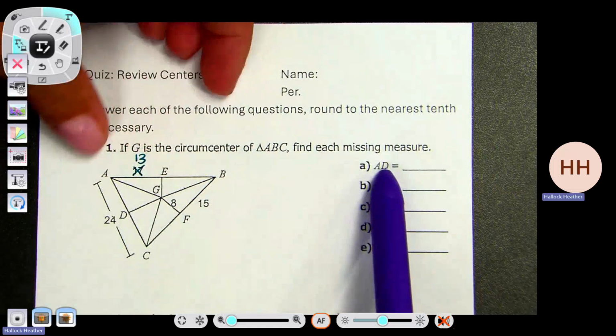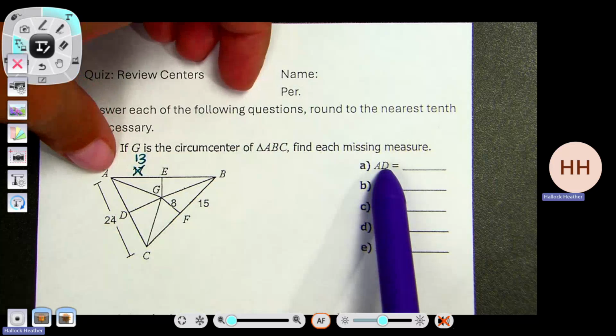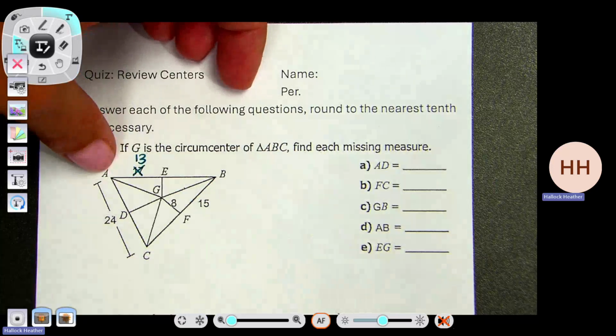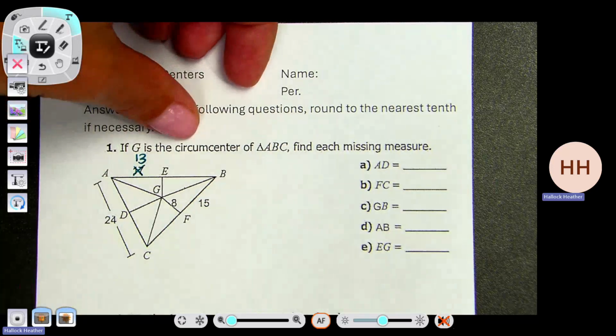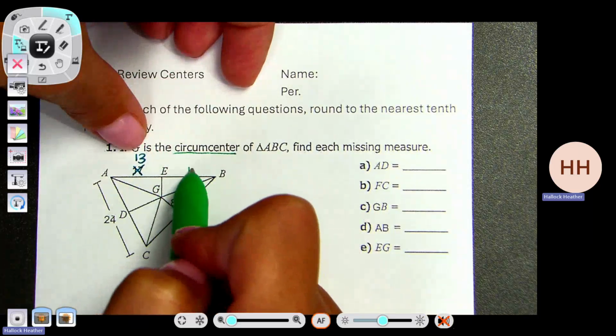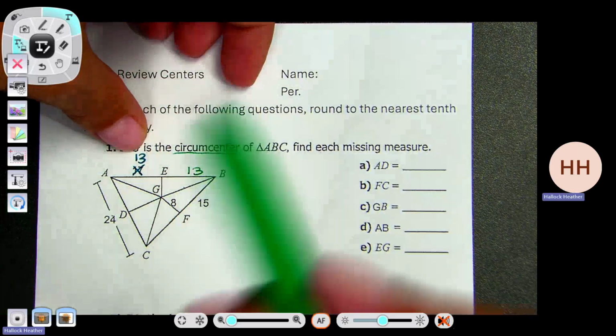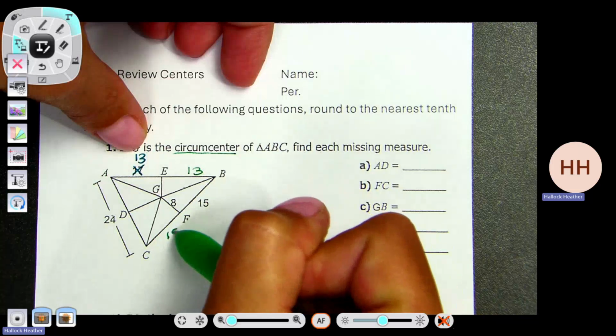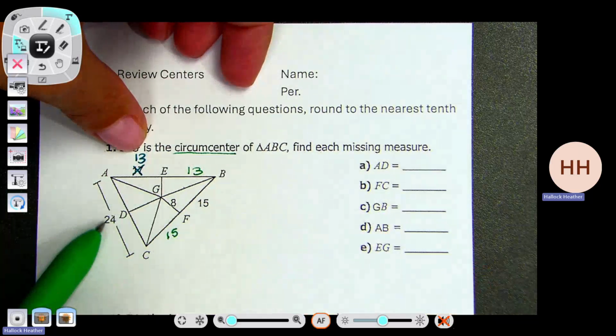So let's start with A to D. First I would move numbers around. This is a circumcenter, so that means the base is being split. If this is 13, then this would be 13. If this is 15, this is 15. If this is 24, I split it.